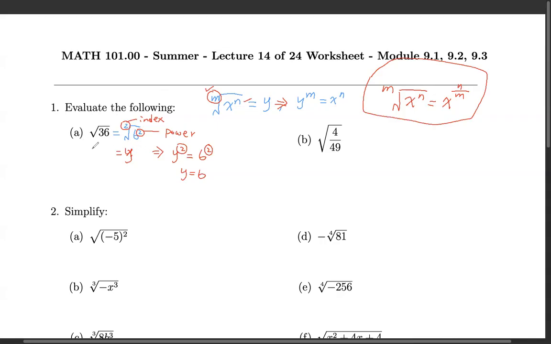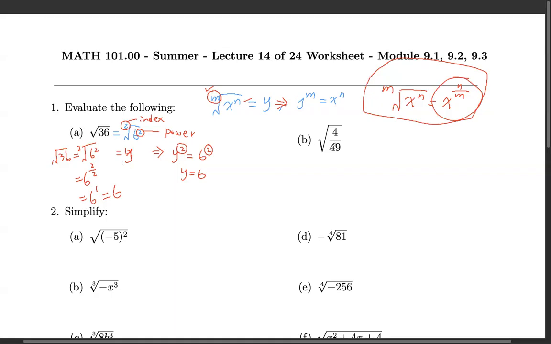Okay, now let's go back to the first one. All of this is just to help us understand the concept. Usually we know the square root of 36 is 6. Why? Because 36 is 6 squared. And the index and the power are the same. If we want to write it as a rational exponent, we would get 6 raised to 2 over 2. Well, what's 2 over 2? 1. That's 6 raised to 1. Well, usually when something is raised to 1, we don't bother to write the 1. We just write 6.